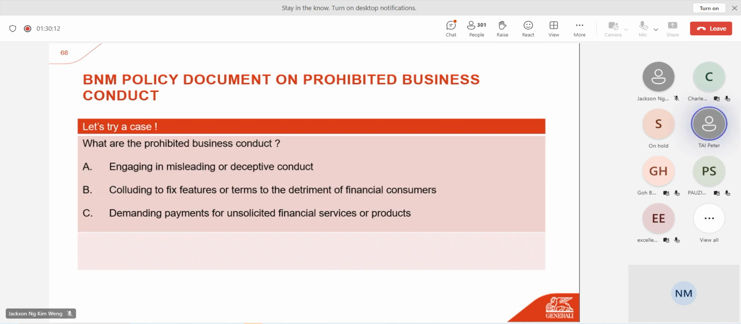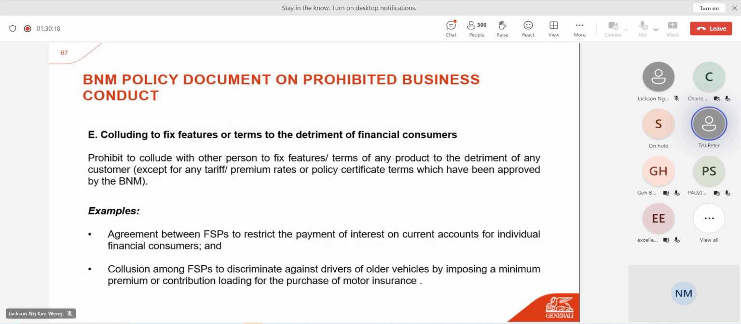Okay, the agreement between FSPs. Maybe you can go through that again. Jackson, go back one slide. Okay, meaning we work together. FSP stands for financial service provider, meaning insurance companies and banks, or leasing companies, or among us insurance companies. Okay, this is what it means. So we should not be colluding, or as we say in the Malay word, pakat, to charge higher premiums. We cannot do that. All right.